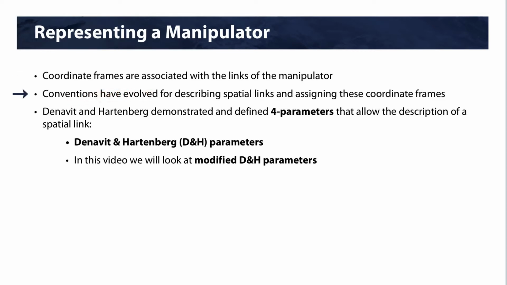Now, conventions have evolved over time to describe these spatial links and how we assign these coordinate frames. Denavit and Hartenberg demonstrated and defined 4 parameters that allow the description of a spatial link. These have become known as the Denavit and Hartenberg parameters, or D&H parameters. In this video, we're going to look at what are called modified D&H parameters, which is what you'd find in the textbook Introduction to Robotics. It's a variation of what we could call true D&H parameters, and in subsequent videos, we will also look at true D&H. But for now, we're going to look at the modified D&H parameters.